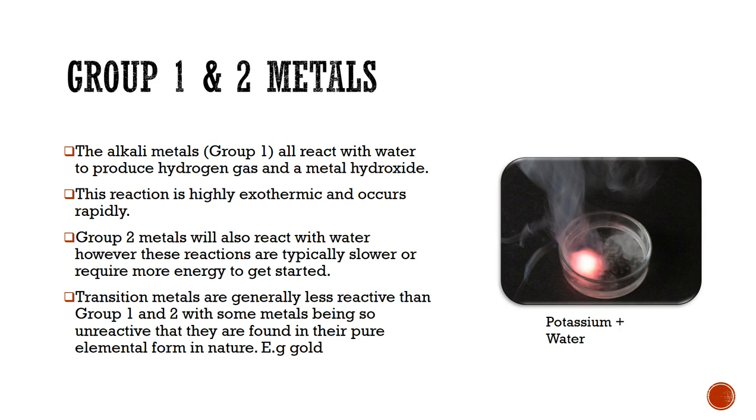Group 2 metals will also react with water, but their reactions start to get slower. And then transition metals are less reactive than group 1 or 2, with some of them being so unreactive that they're found in their pure form. So gold, in that case, we find nuggets of gold in the ground.